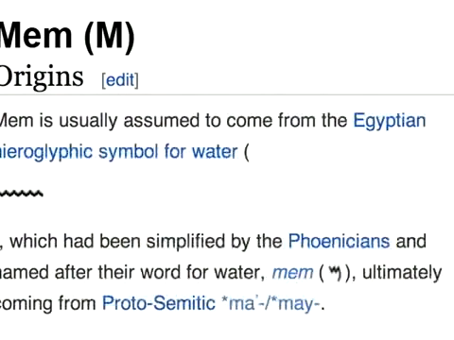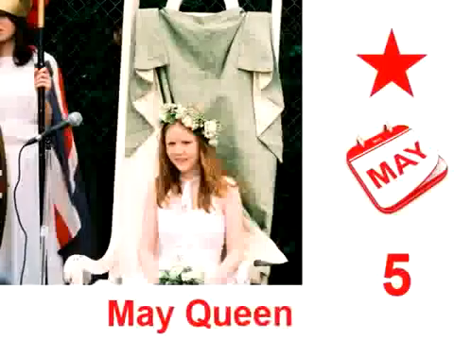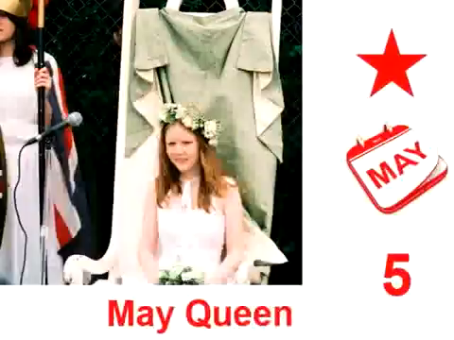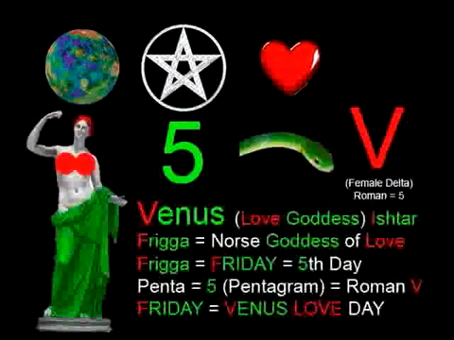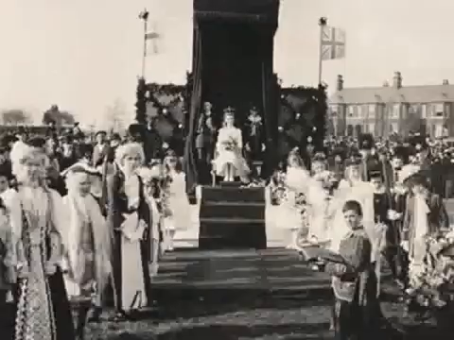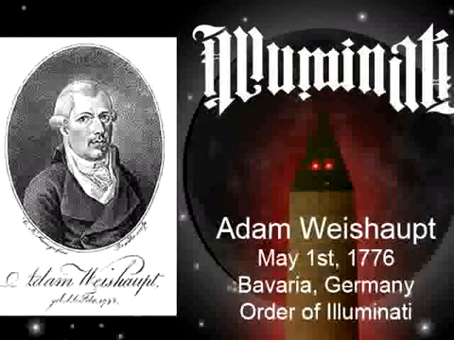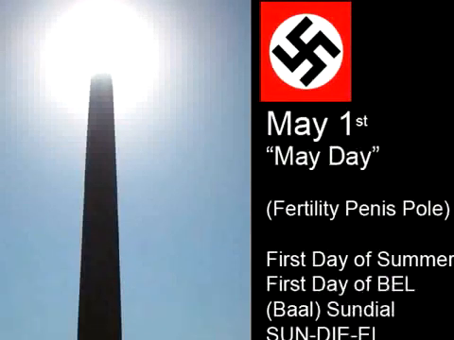And the Mem is also related to the Egyptian hieroglyphic symbol for water, which was also the same word for the Phoenicians for water, which was Mem. Ultimately coming from the Proto-Semitic Ma, or May. And remember, I've said many times that May, the May Queen, or the number 5, the pentagram, is related to the goddess. Thus, the Illuminati date of May 1st, May Day, when summer begins.